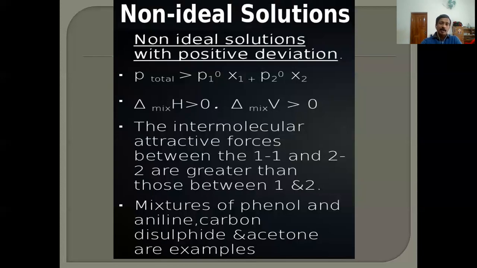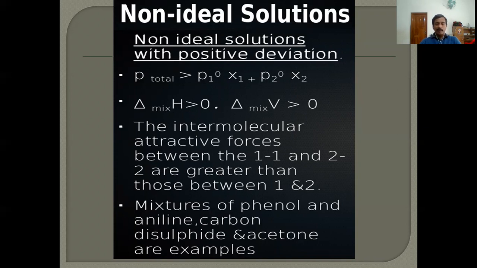Now the case of non-ideal solutions. There are two types of non-ideal solutions. Non-ideal solutions with the positive deviation. In the case of non-ideal solution with the positive deviation, it will not obey Raoult's law. The Raoult's law will be like this: P1 is greater than P10 X1, P2 is greater than P20 X2. Therefore, what will be the total vapor pressure? P total will be greater than P10 X1 plus P20 X2.